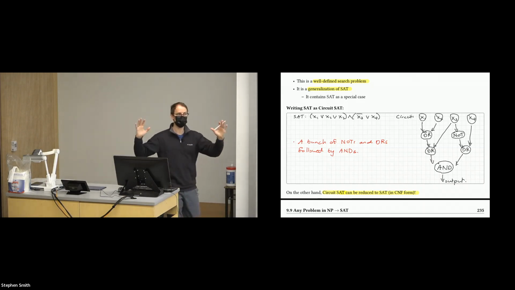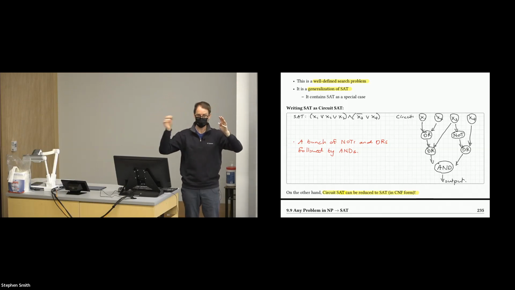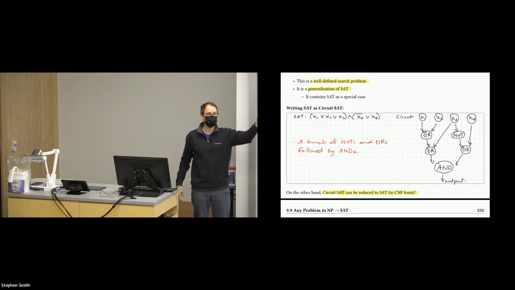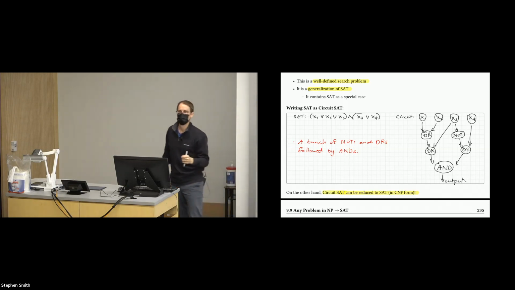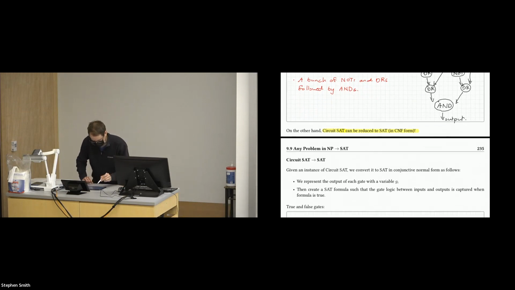So just to map out what we're doing, I'm going to take an arbitrary problem in NP and reduce it to circuit SAT, and then I'm going to reduce circuit SAT to SAT. So right now I'm doing the second piece, reducing circuit SAT to SAT, and then I'm finally going to go back and take an arbitrary problem in NP and somehow try to reduce it to circuit SAT. And that's where there's going to be a slight bit of hand waving going on. Okay, so let's do circuit SAT to SAT.